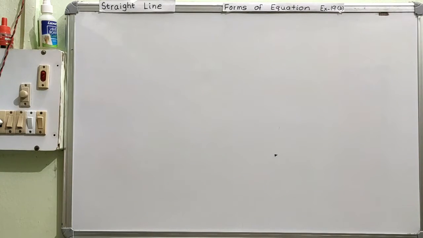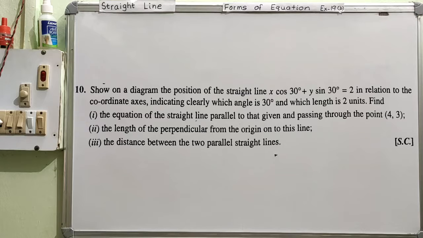So look at question number 10. We are going to begin with question number 10. Show on a diagram the position of the straight line x cos 30 degree plus y sin 30 degree is equal to 2. This is an equation in the perpendicular form. As you see the equation, you can understand that it is given in the perpendicular form.